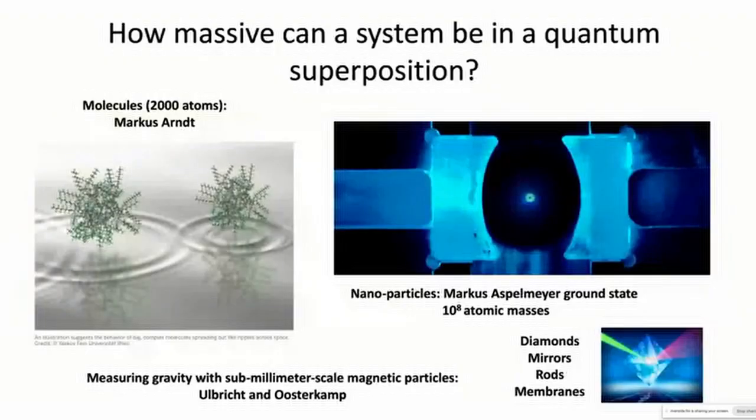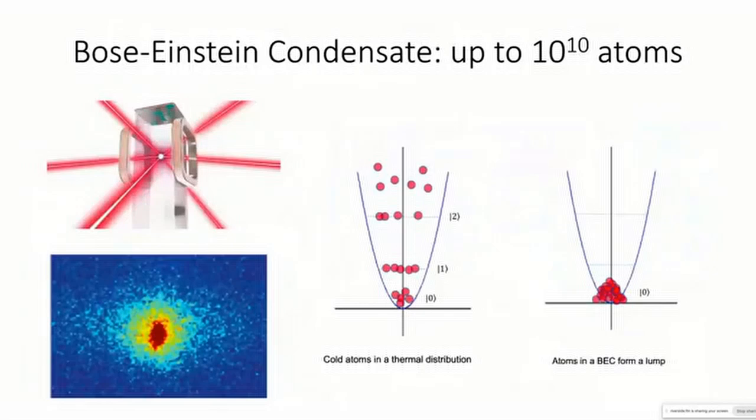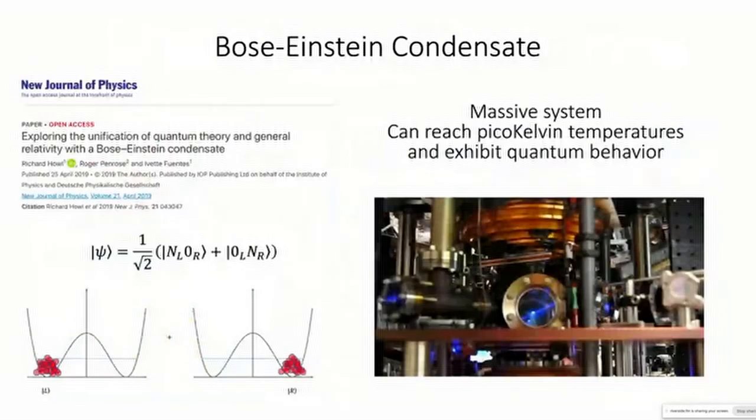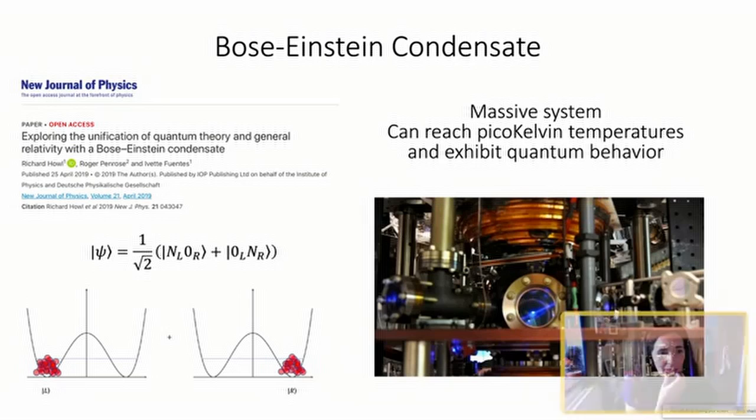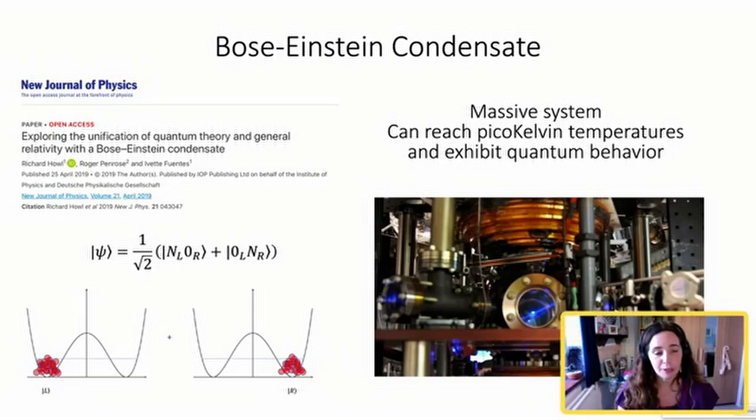So let me jump and then I come back a little bit here. Sure. This is the paper that I mentioned that I wrote with Roger. And what we did in this paper is that we calculated how massive these superpositions would have to be if we used the Bose-Einstein condensate. I'm going to come back to that.